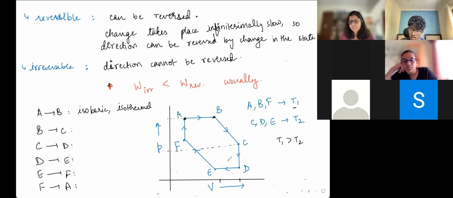So B to C, volume is increasing, so expansion is taking place. And as volume increases, pressure decreases. And at the same time, temperature is also decreasing. So this is adiabatic expansion.